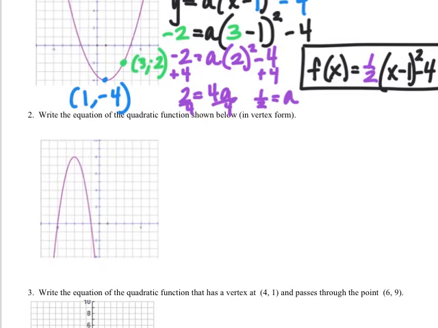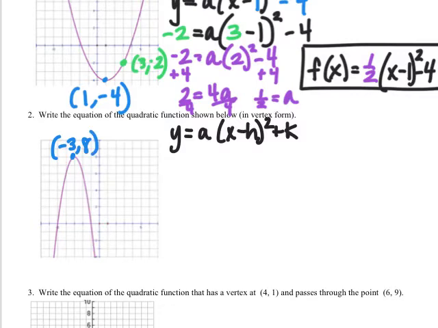So let's start out by writing out y equals a times x minus h squared plus k. And let's identify our vertex. So our vertex is negative 3, 8. And let's go ahead and substitute that in. So y equals a times x, that would be plus 3, right? And then plus 8, because the sign of the h is going to be different, or the opposite. And now we want to figure out what a is by using another ordered pair.